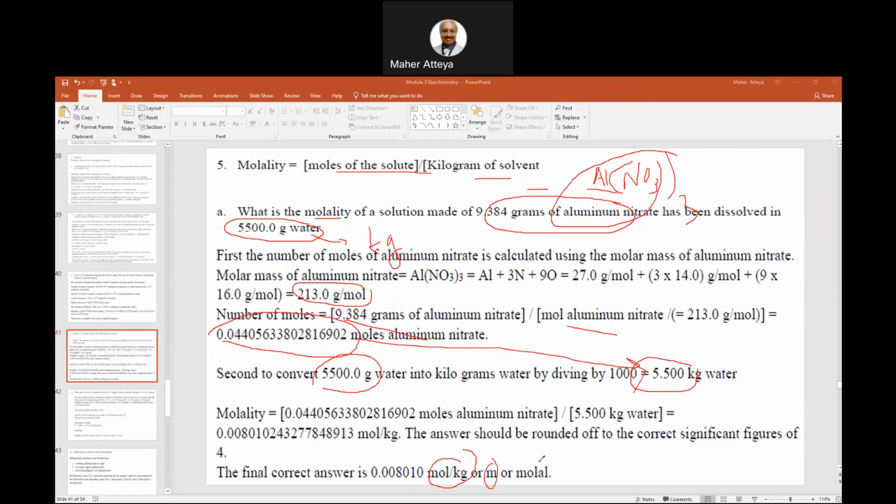If I compare this with molarity, that will be molar, capital M, mole per liter. I'll stop here, guys.